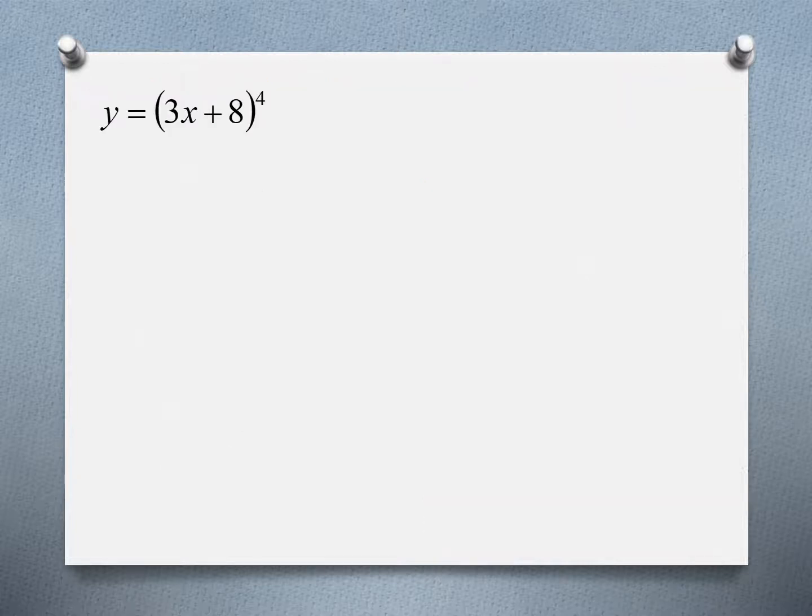So let's take a look at this example. We have y is equal to the quantity 3x plus 8 raised to the fourth power. And so we should recognize this as time to use the chain rule because we don't have just plain old x raised to the fourth power. We have a quantity. So this is an example of a composite function where we need to deal with every aspect of this multifaceted situation.